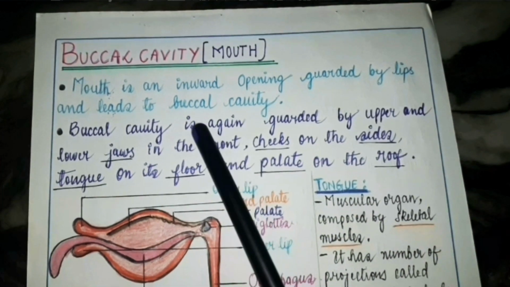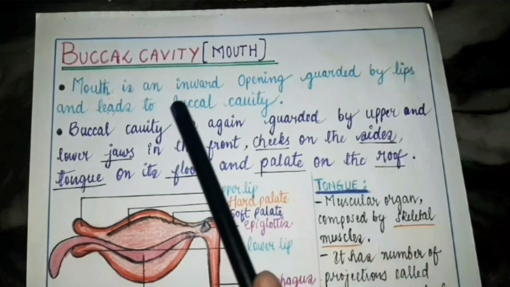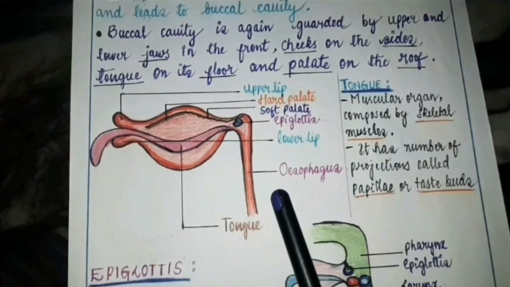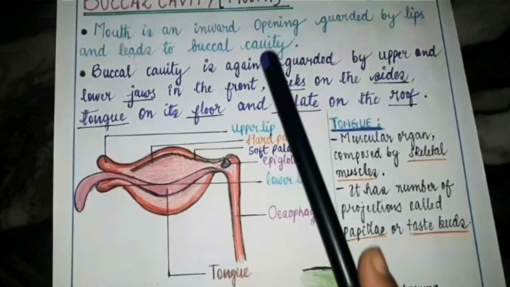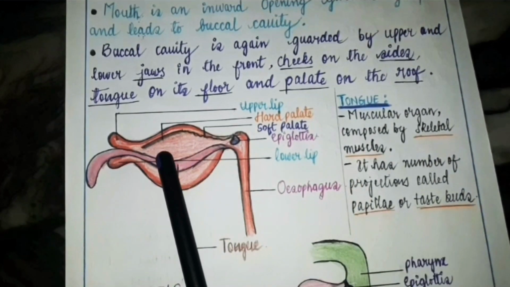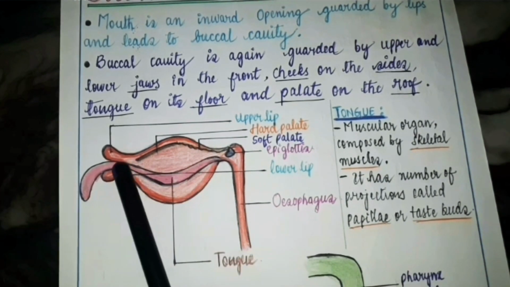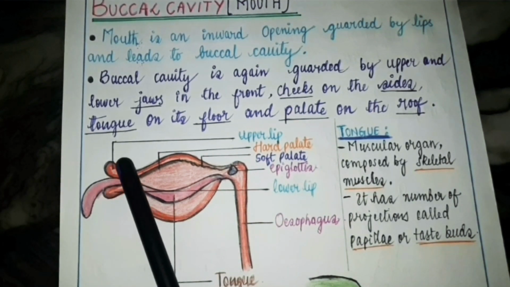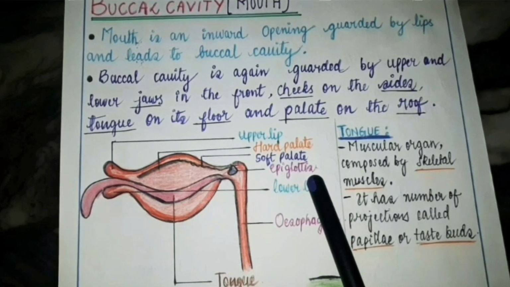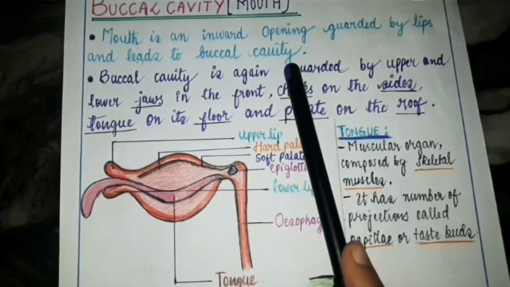Mouth or buccal cavity. The mouth is an inward opening guarded by lips that leads to the buccal cavity. Look at this diagram. This is the mouth, which is the inward opening into the buccal cavity. This is guarded by the upper lip and also the lower lip. The mouth is guarded by two lips, that is the upper lip and the lower lip, which lead into the cavity. That cavity we call the buccal cavity.